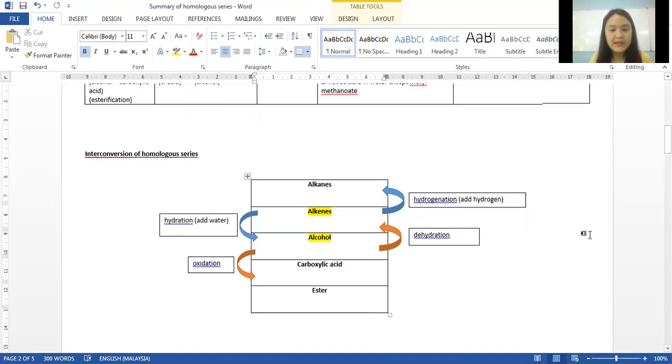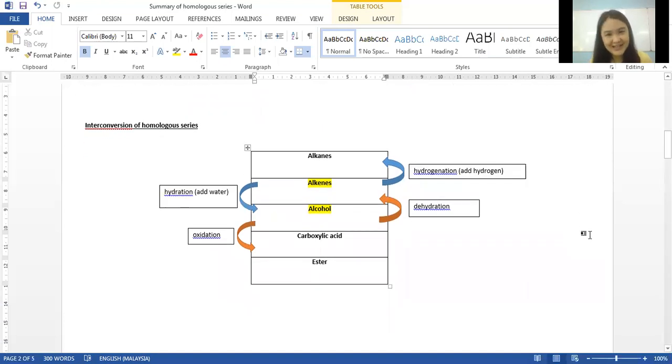So with that, we are done with today's lesson about a quick summary of the 5 homologous series and also some idea about interconversion of homologous series. Hope you get something from here.